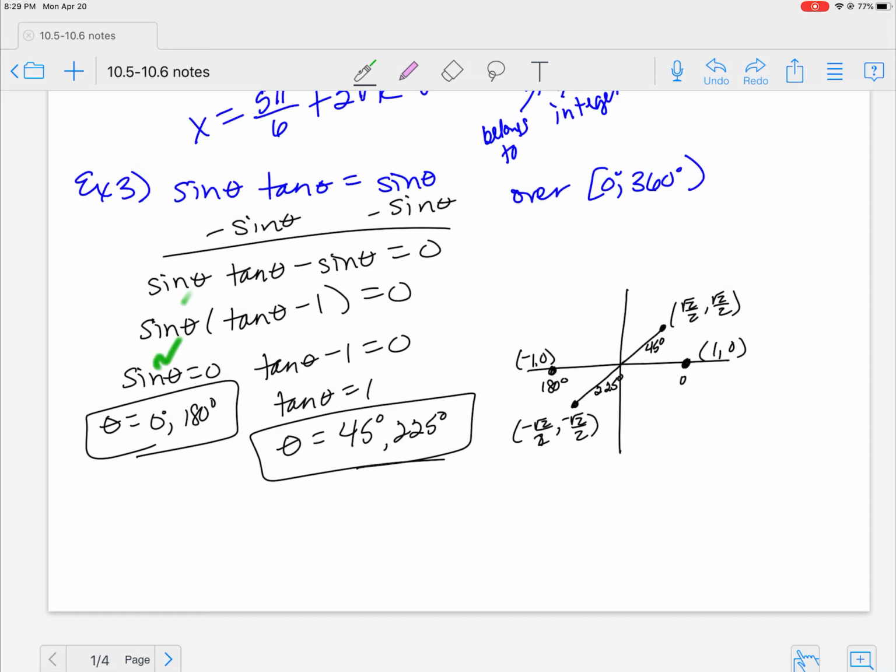You set each one of these equal to 0, and then you ask yourself, all right, and this is over 0 to 360, so where is my sine value 0? Well, sine is 0 at 0 and 180. Oh, where is tangent? Because minus 1, add 1 to both sides. Tangent is 1 if I have positive over positive or negative over negative. Don't forget this one. That's a common one to forget.